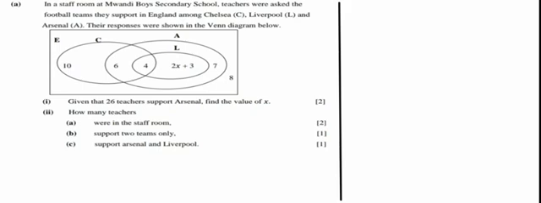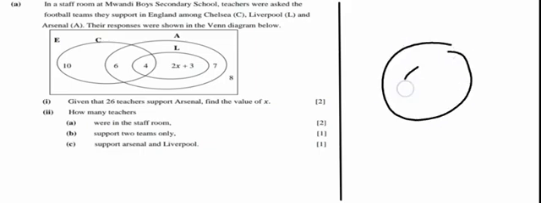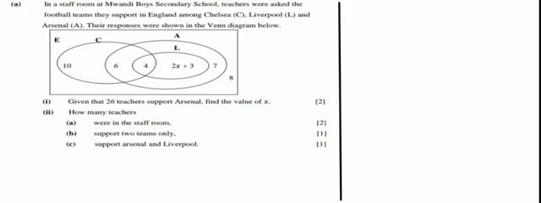That is the subset. The first question is saying, which is Roman numeral 1, given that 26 teachers support Arsenal, find the value of X. So I was saying, if you have set A and set B, the members in set B are also found in set A. So what we are going to do here, we are just going to take the set of Arsenal and equate it to 26.